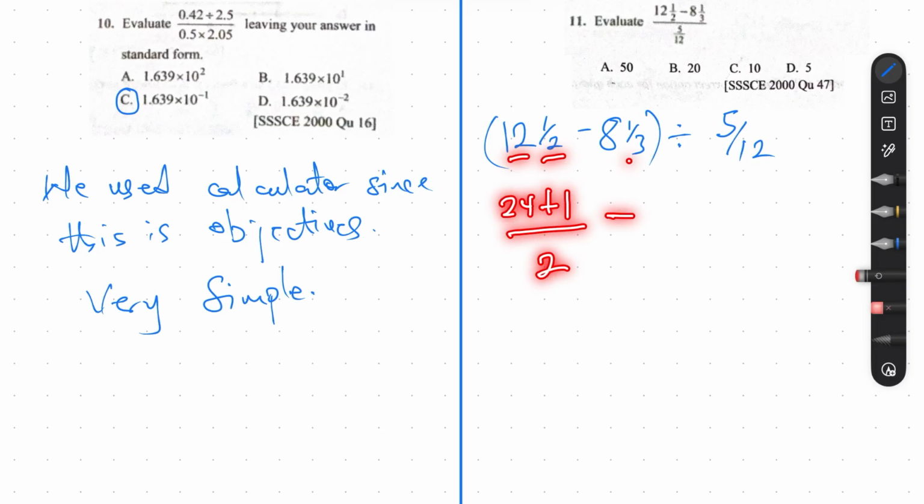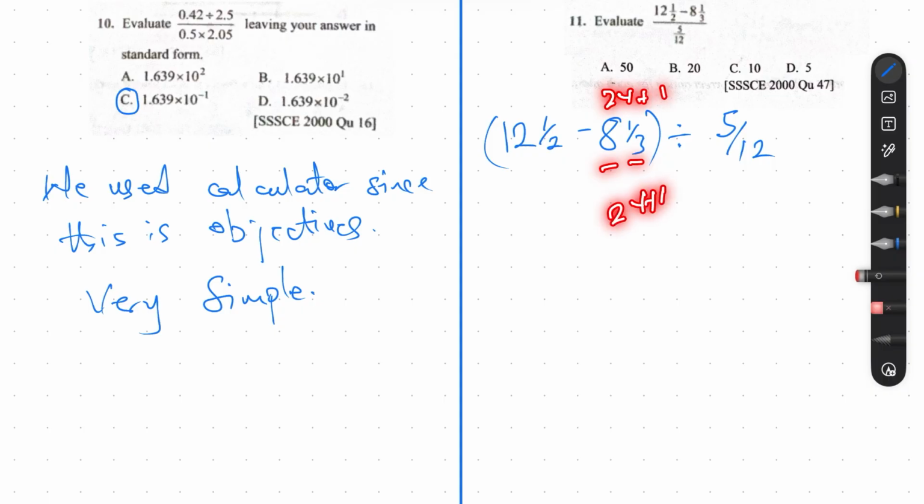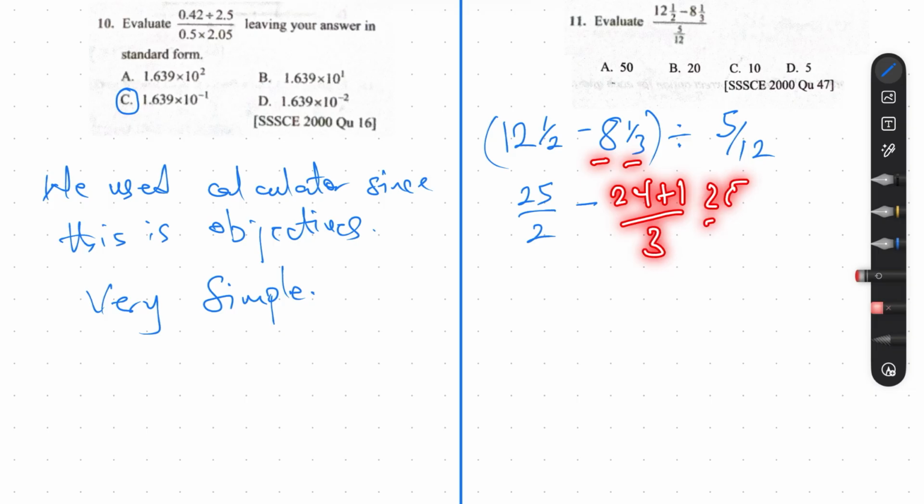The same for this side. We have 3 times 8, which is 24, then plus 1, so we're going to have 24 plus 1 over 3, right? So you know how to change it. Let's move on. We have 24 plus 1, which is 25/2, minus 24 plus 1 over 3, so we have 25/3, right?